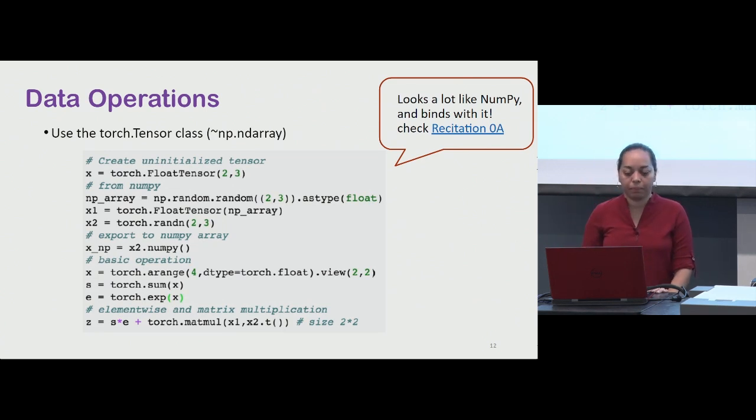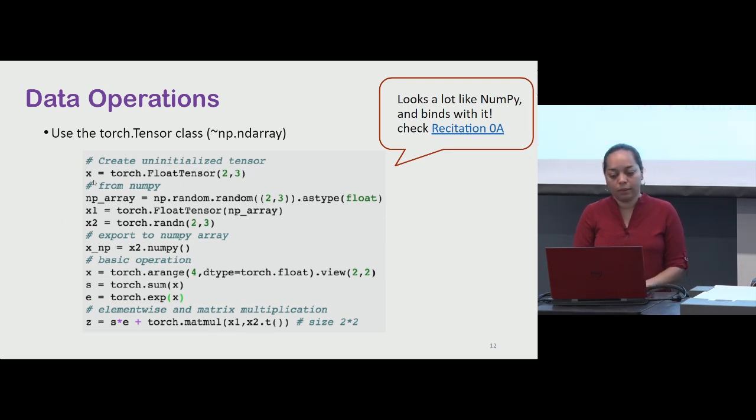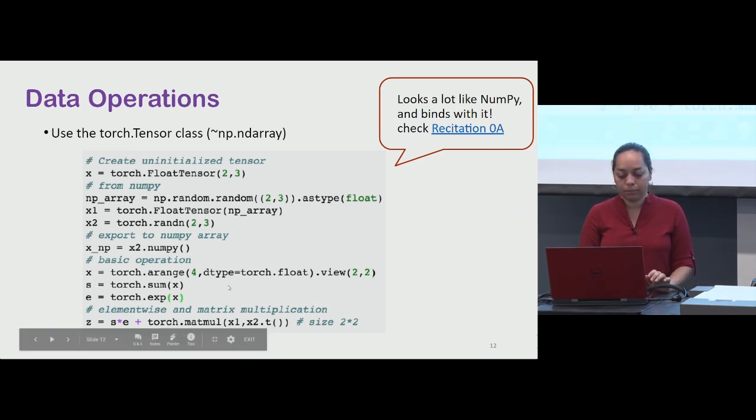And then some of the data operations with PyTorch. We will be using torch float tensor and torch int tensor. The first line shows you how to create an initialized tensor. And as you can see, it's similar to NumPy. You can also convert a NumPy array to a tensor using the next lines. And you can also export a tensor as a NumPy array using the command .numpy. And some of the basic operations that you can have are the following.